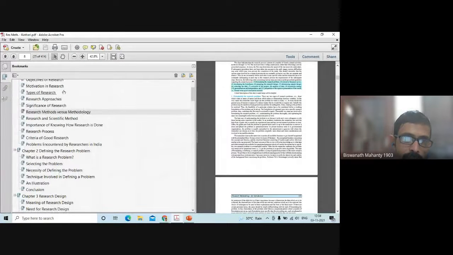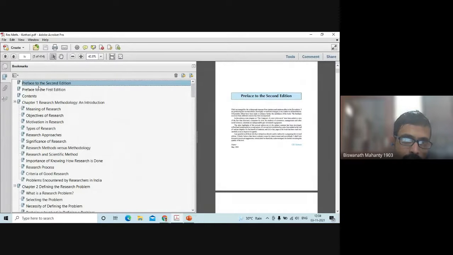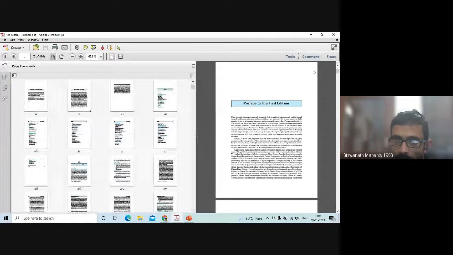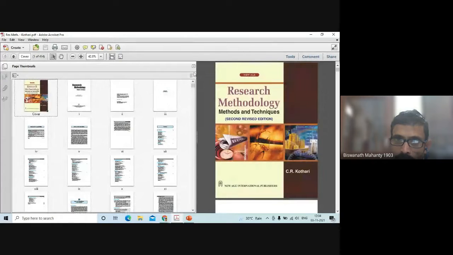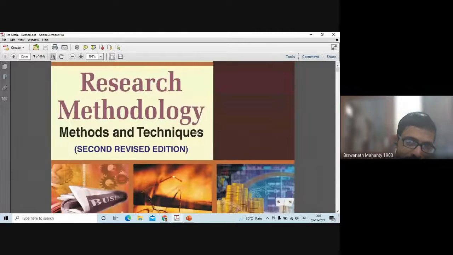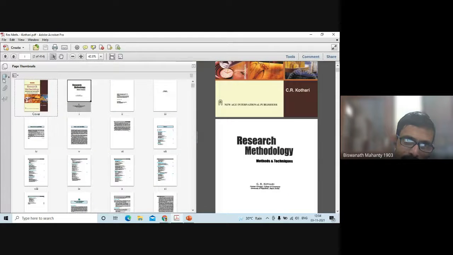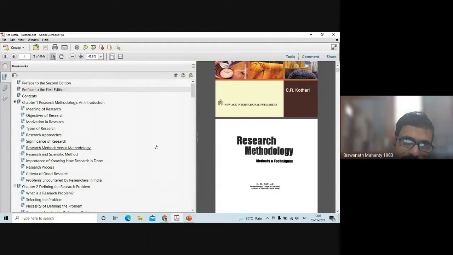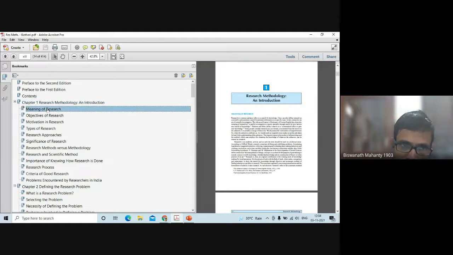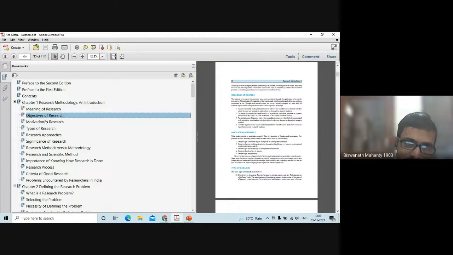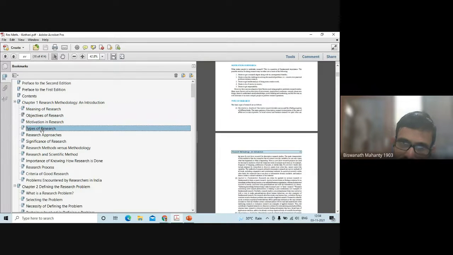This is the textbook. I'll show you from the very beginning. This is Research Methodology by Kothari. I don't like that book much, but one important thing I should appreciate is that the book is a little organized. For example, the first chapter talks about the introduction, meaning of research, objective of research, motivation in research, and types of research.